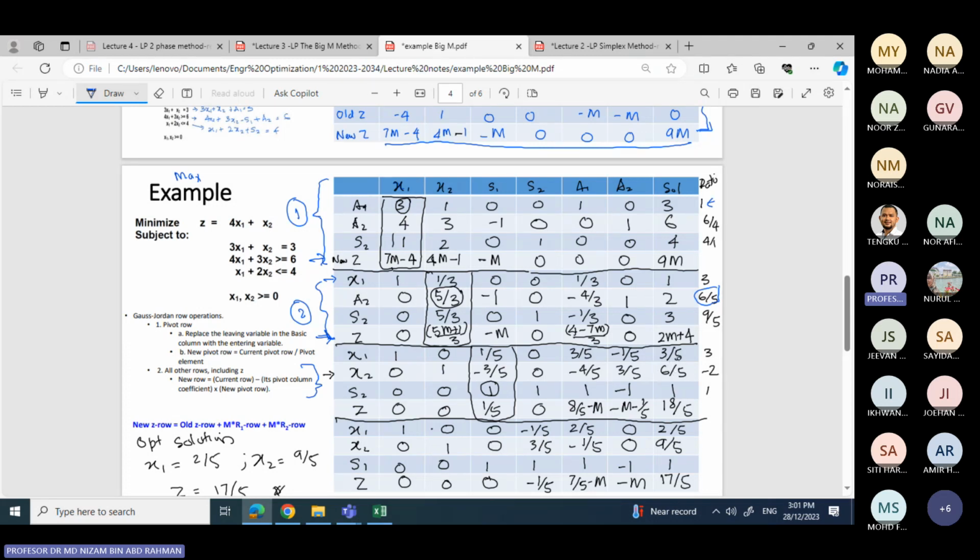So 5 over 3 divided by 1 over 5 is equal to 3. 6 over 5 divided by minus 3 over 5 is negative 2. So we can ignore it because we look at the positive number only. And 1 over 1 is equal to 1. So the smallest ratio is this. So we know that S2 will be leaving, right? And S1 will be entering the solution.